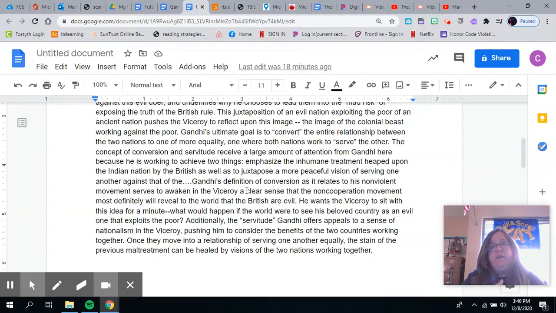"The concept of conversion and servitude receive a large amount of attention from Gandhi here because he is working to achieve two things: emphasize the inhumane treatment heaped upon the Indian nation by the British, as well as to juxtapose a more peaceful vision of serving one another against that of the..." blah, blah. And I stopped there. I'm going to pause just for a second.